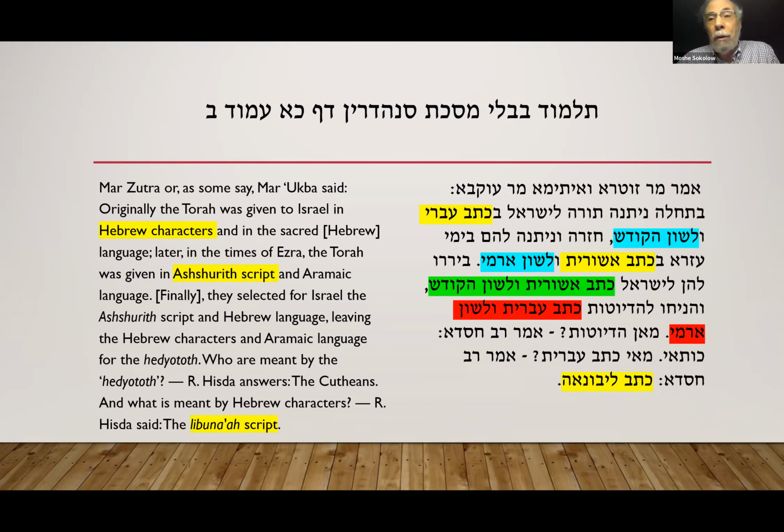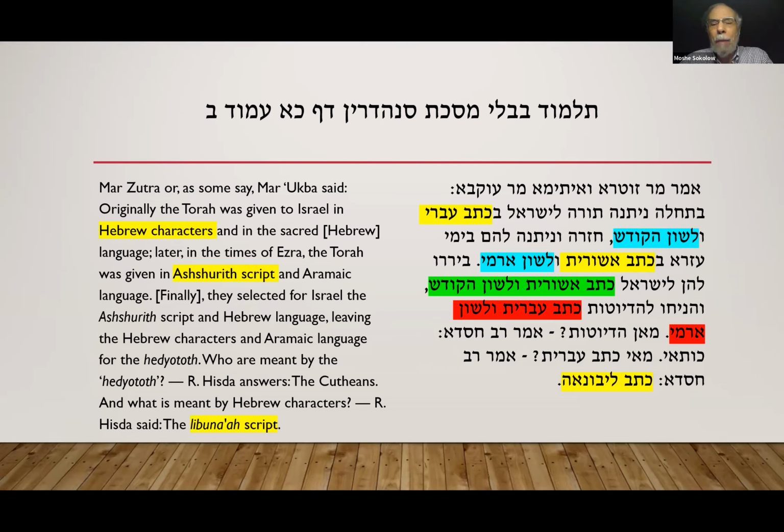We move now into the subject of which of these two alphabets is older: the Hebrew alphabet for which we have the earliest evidence during the Second Temple period, or the one for which we have older evidence from archaeological finds. And it's actually a subject of a difference of opinion reported in the Talmud. We have a Talmudic passage here from the tractate Sanhedrin, Amar Mar Zutra v'Item Amar Ukba.